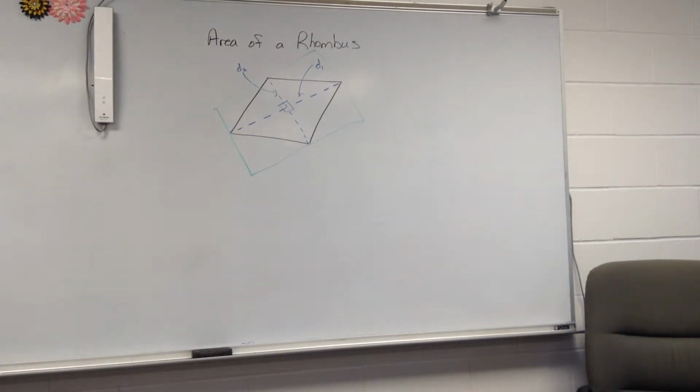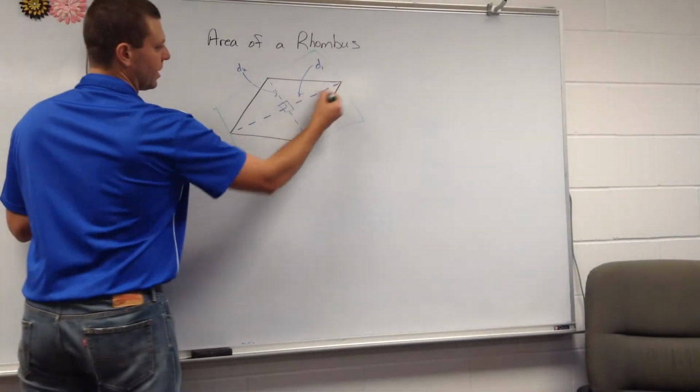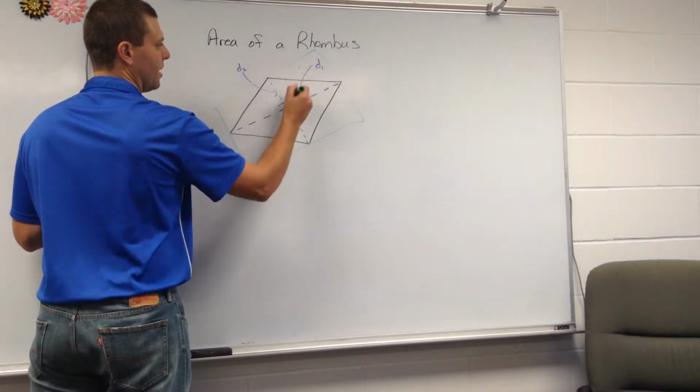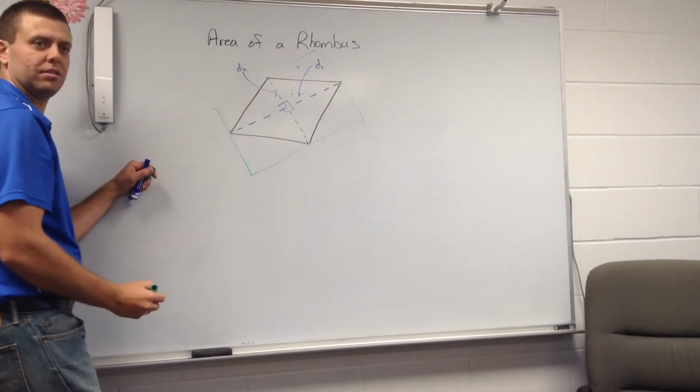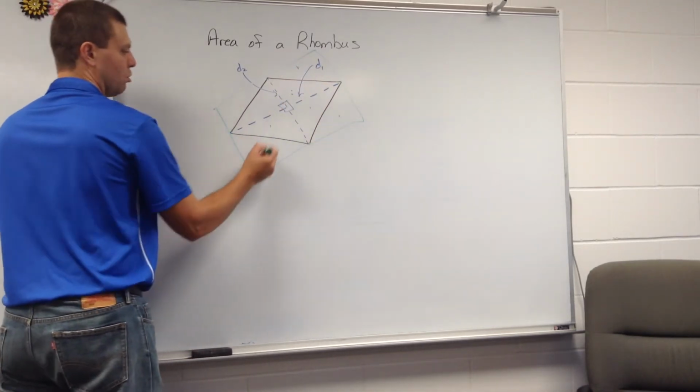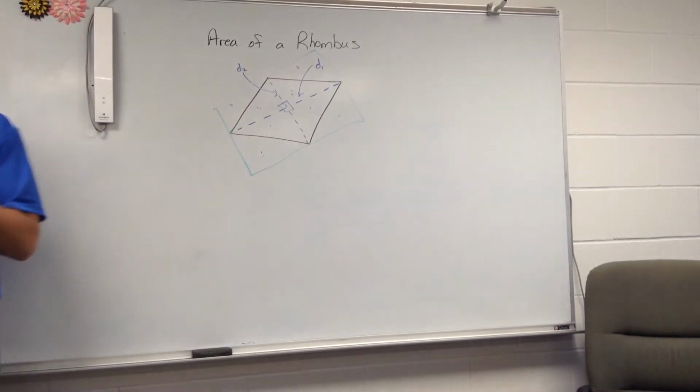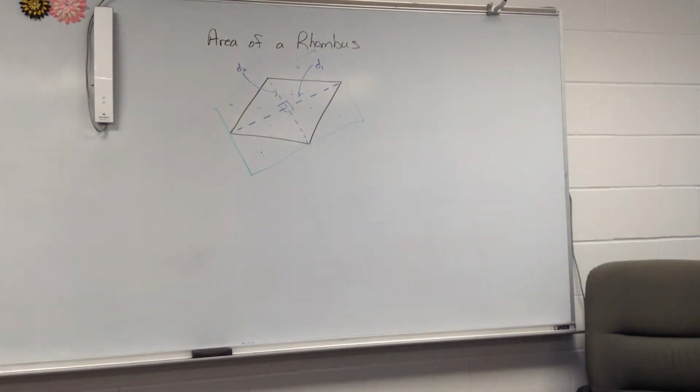If I only wanted the area of the original rhombus, though, what would I have to do with that answer? Divide by 2, because the rhombus is exactly half of that green rectangle. Do you see how this triangle right here would match the triangle right out here that's not inside the rhombus? These two match, these two match, these two match, so the rhombus is exactly half of the rectangle.